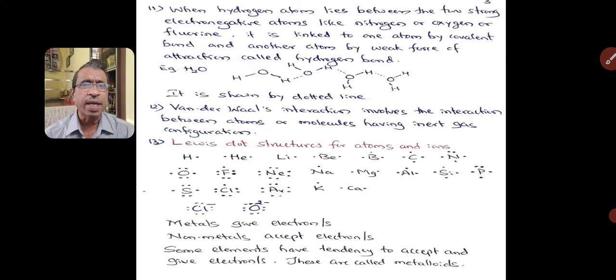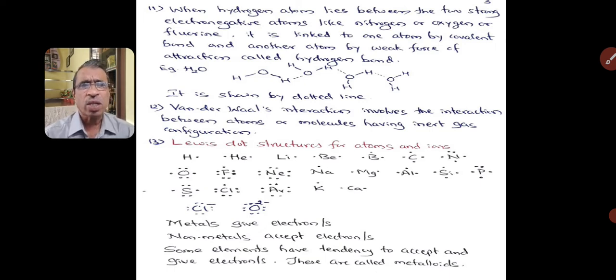Similarly, sodium contains one unpaired electron, magnesium contains two unpaired electrons, aluminium contains three unpaired electrons, silicon contains four unpaired electrons, phosphorus contains one lone pair and three unpaired electrons, sulfur contains two lone pairs and two unpaired electrons, chlorine contains three lone pairs of electrons and one unpaired electron, argon contains four lone pairs of electrons, potassium contains one unpaired electron, and calcium contains two unpaired electrons. So these are the Lewis dot structures which you should remember.